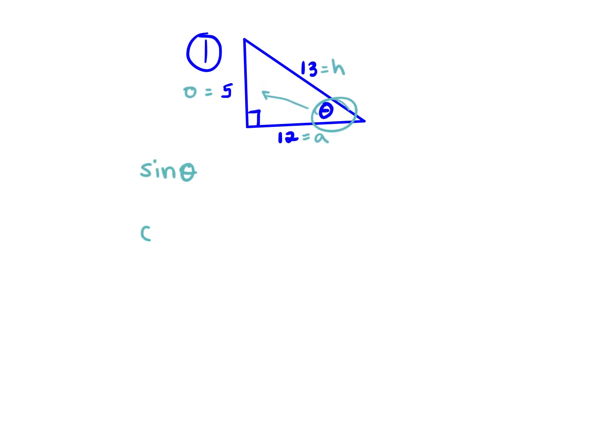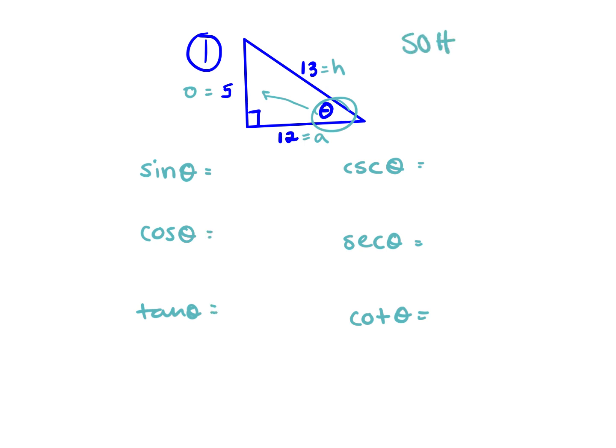Let's find all of our trig functions now. So sine, cosine, tangent, and then cosecant, secant, cotangent. So we'll start with our 3 main trig functions because that just comes from SOHCAHTOA. Then we'll do our reciprocal functions. We just flip the 3 main trig functions. So sine would be opposite over hypotenuse. What's our opposite over hypotenuse?